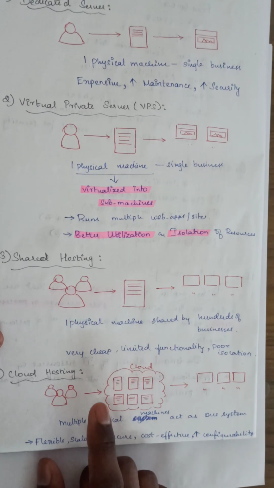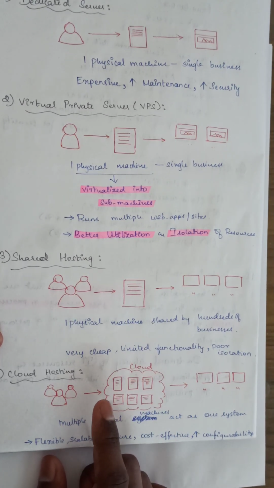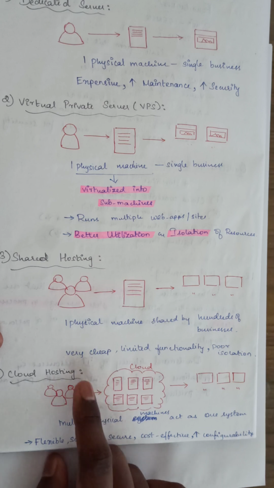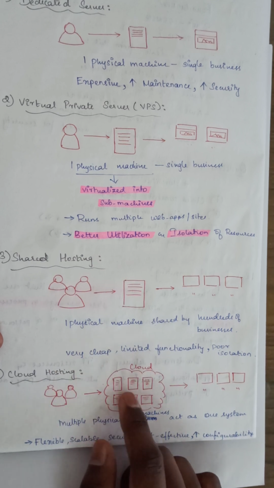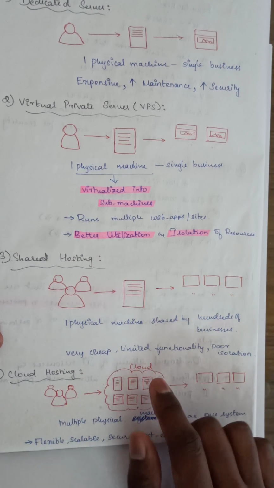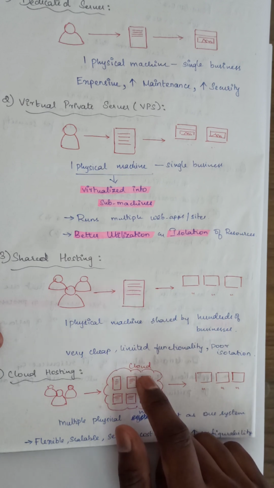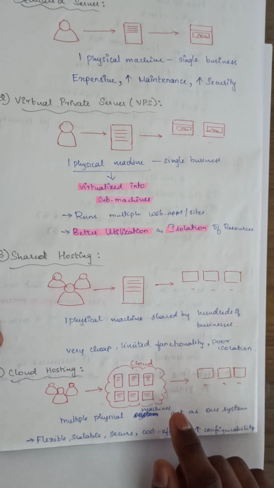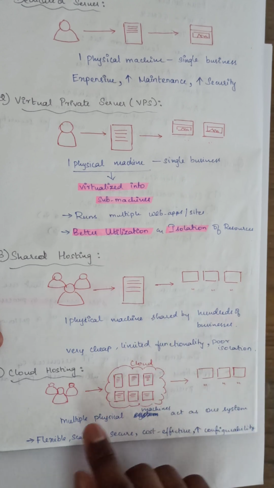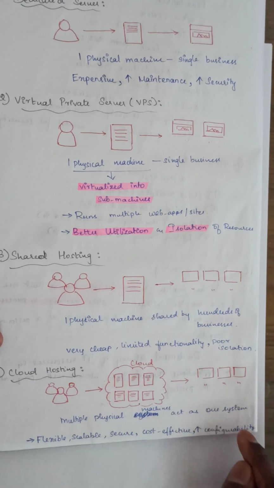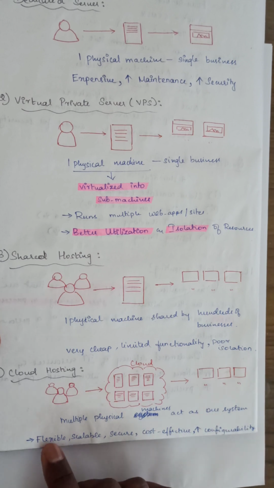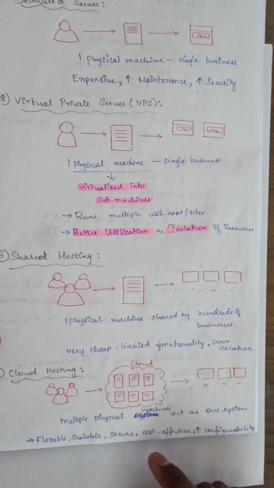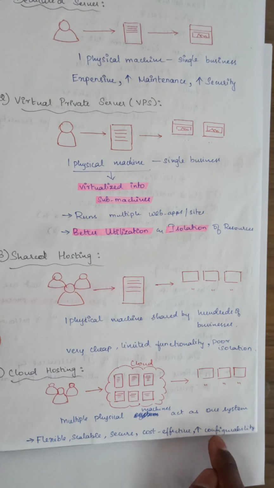The next one is cloud hosting, which is currently used by all major companies. Here, multiple users are able to use multiple servers which are present in the cloud. That is, they don't have it in their own locality. They have it somewhere remotely, and they'll be able to access that to run multiple businesses. So, multiple physical machines act as one system. This one proved to be flexible, scalable, secure, cost effective, and highly configurable.